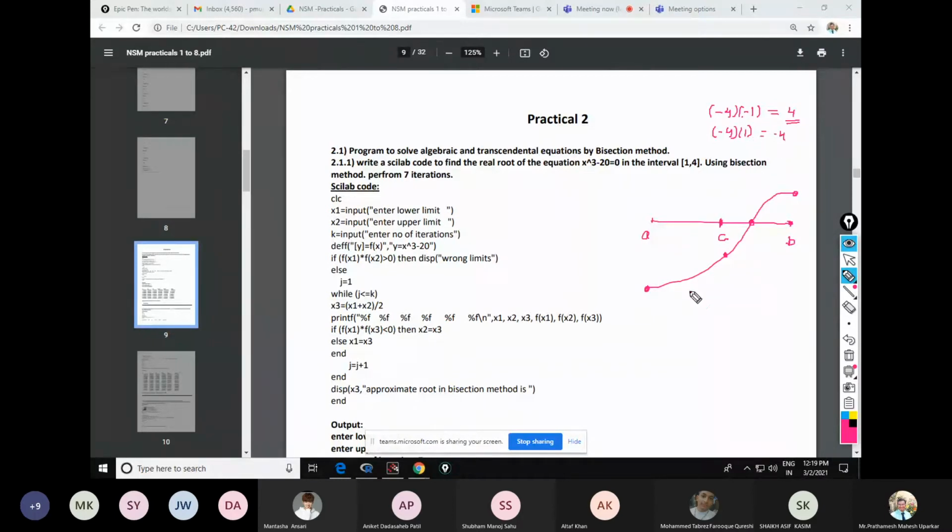So here is my value f of A, here is my value f of C, and this value is f of B. I only have to see whether the product of f of A into f of C is negative or f of C into f of B. If the product of f of A into f of C comes out positive, then I will take the interval C to B. Again I will repeat the process. I will obtain the middle point, this point D. Again C to D.